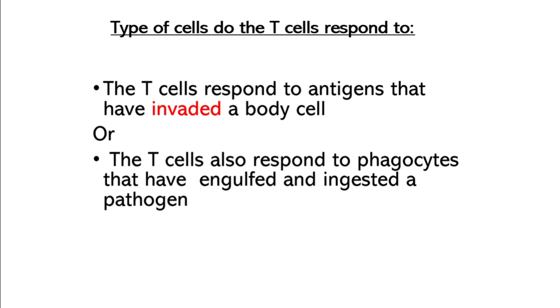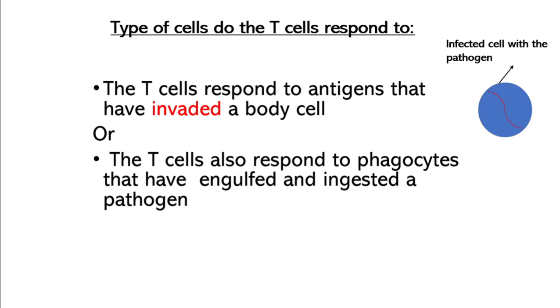Next, we are just going to be looking at the types of cells that the T cells respond to. So the T cells always respond to the organism's own cells that have been infected by non-self material, for example, antigens and pathogens. So the T cells respond to antigens that have invaded a body cell. So here we have our healthy body cell, but here it has been unfortunately invaded by a pathogen. So we know that the T cell will now respond to this.